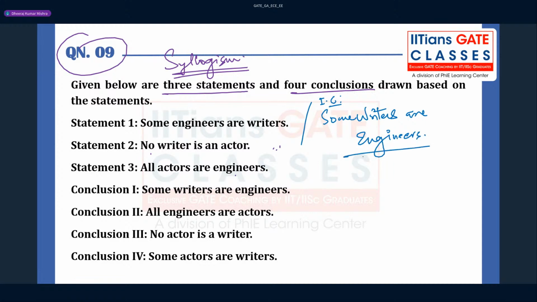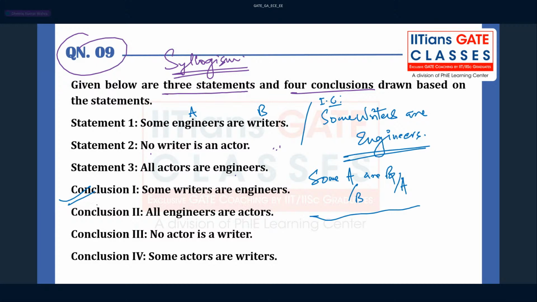So you have to be very careful. Sometimes they want you to find the immediate conclusion also. So conclusion one will be correct here: some writers are engineers. Since you can switch here, suppose this is A, this is B, you can say some A are B, or you can say some B are A. This is the immediate conclusion that you can obtain, right?